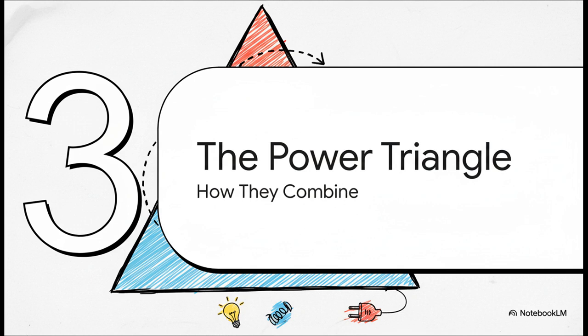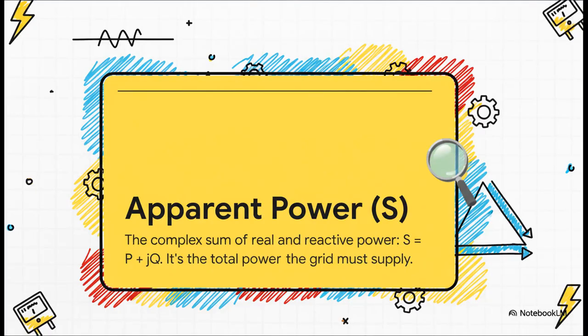So we've got our useful workhorse power and this sloshing, foamy power. But they don't just exist on their own. They actually combine to create a third and really important concept, which is the total power the grid has to produce and send our way. And that's called apparent power. You can think of it as the total package. It's the combination of both the real power and the reactive power. And from the power company's point of view, this is what really matters. It's the total amount of energy they have to generate and shove through the wires to your house, whether all of it is doing useful work or not.